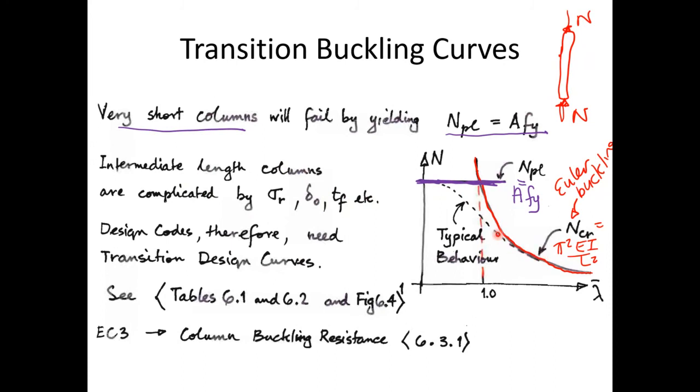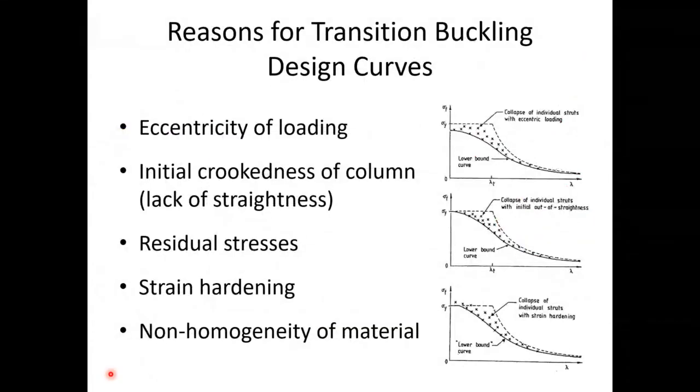So the typical behavior is this dashed line in here. And so the codes had to come up with some way of describing this behavior, in particular for the intermediate length ones. That's described in Tables 6.1 and 6.2 in Eurocode 3 Part 1 and Figure 6.4. We're going to use that in our design example. So the column buckling resistance is described in clause 6.3.1 in Eurocode 3, which we'll come to in a second.